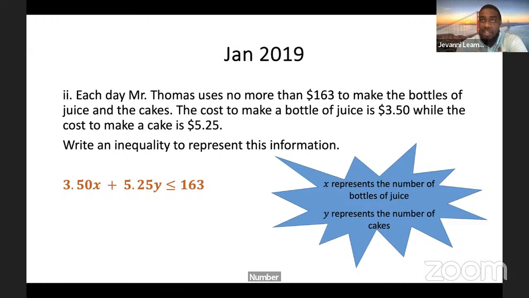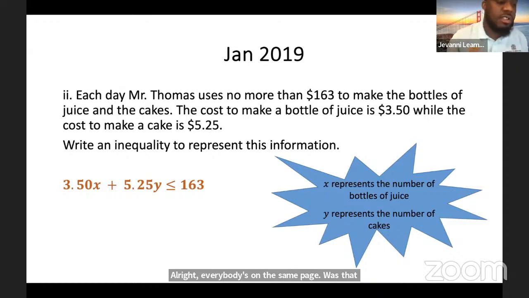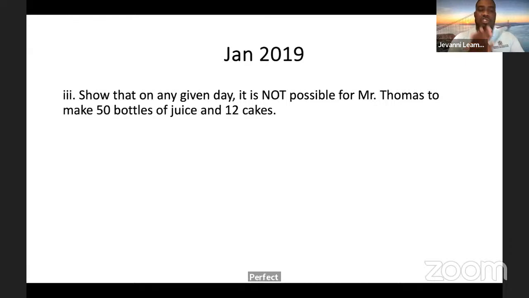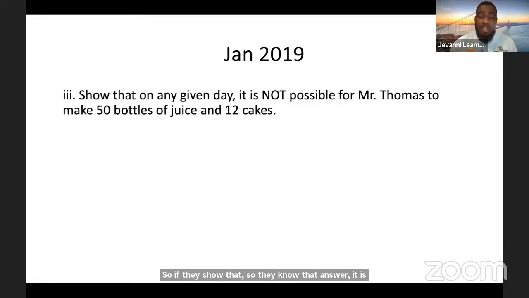So we basically have 3 inequalities so far, right? Everybody's seen that? Everybody's on the same page? All right, let's move. So it says show that. They know that it is not possible, but it's for you to actually show them. And how can you show somebody something? By giving them an example. In this case, they gave you something. So let's see how we can use it.